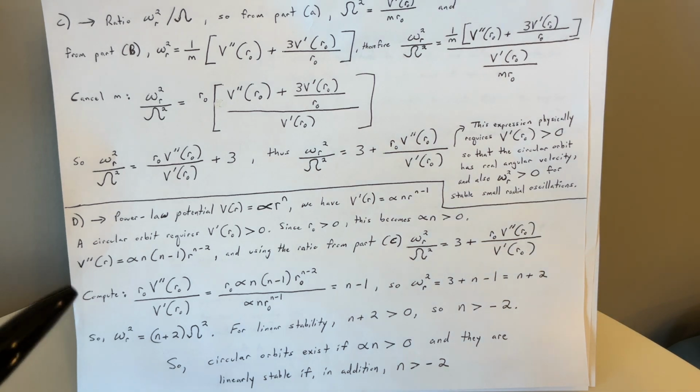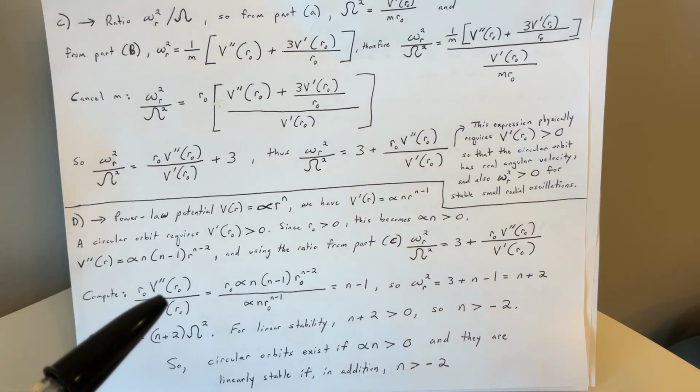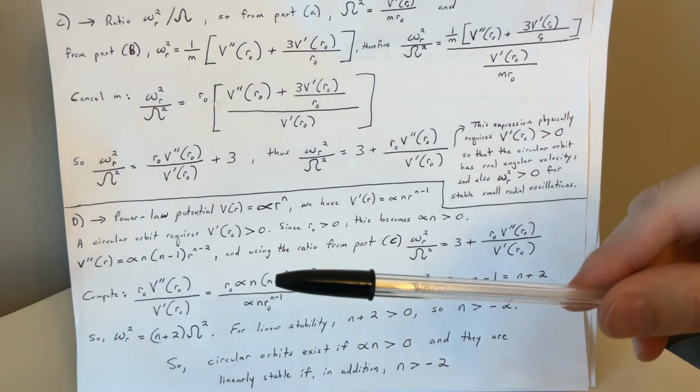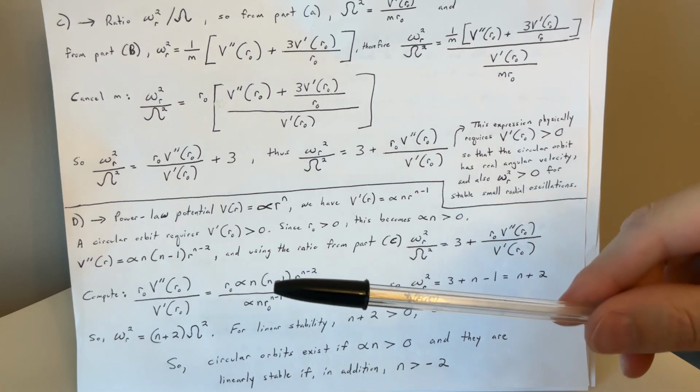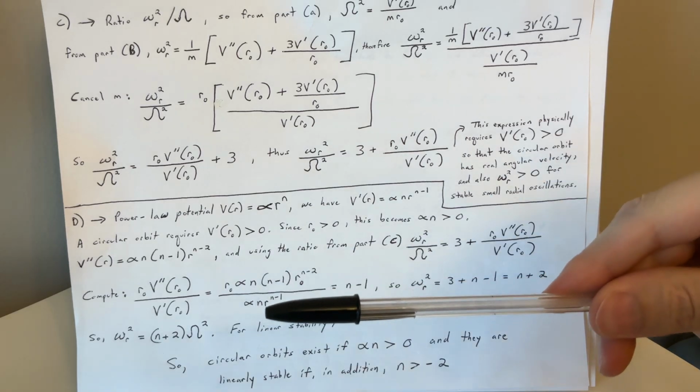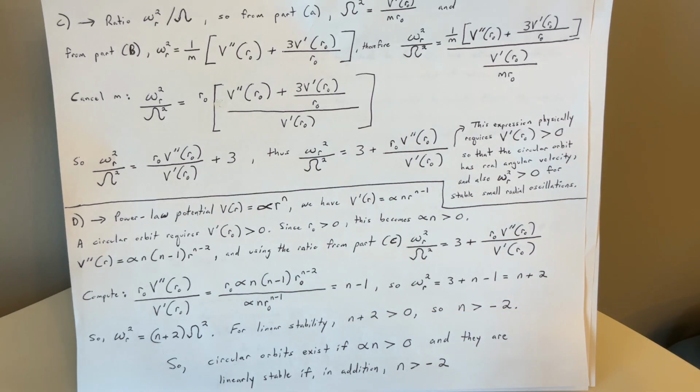So computing r naught V double prime of r naught divided by V prime of r naught, that's going to equal r naught alpha n times the quantity n minus 1 times r naught to the n minus 2, divided by alpha n r naught to the n minus 1. And that's going to come out to n minus 1. So lowercase omega sub r squared equals 3 plus n minus 1, and that equals n plus 2. So lowercase omega sub r squared equals the quantity n plus 2 times capital Omega squared.